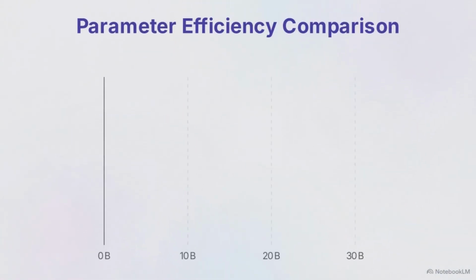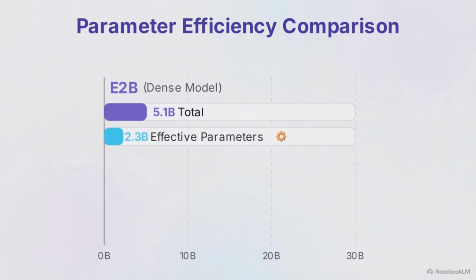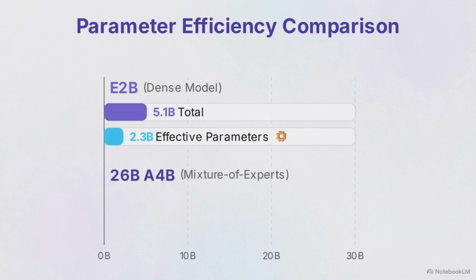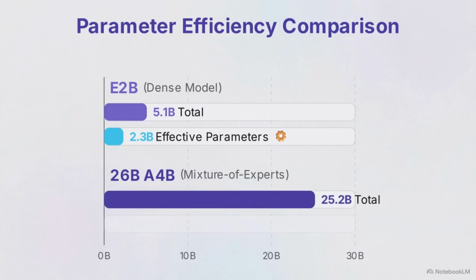This table shows the efficiency. E2B has 5.1 billion total parameters, but its effective count is 2.3 billion. Contrast that with the 26B A4B Mixture-of-Experts model. It contains 25 billion parameters, but activates just 3.8 billion to maintain high speeds.